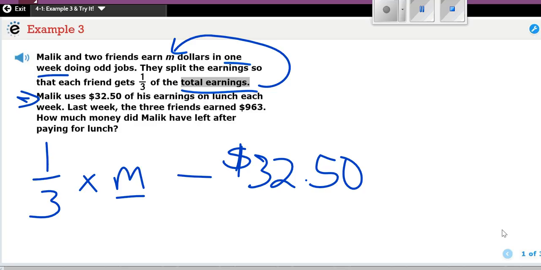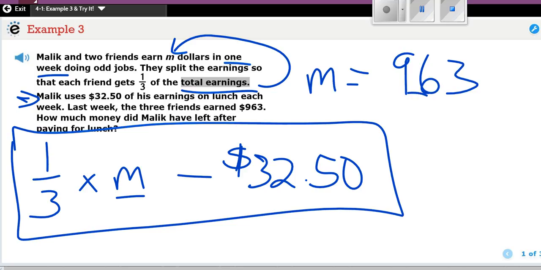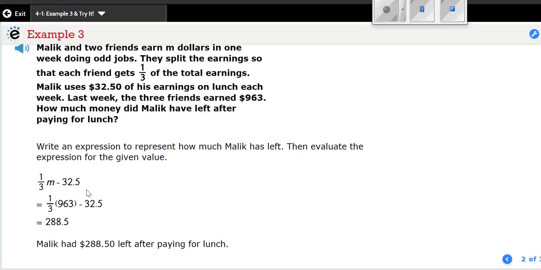So basically what we're seeing here is we've developed the equation from the first part of it, and now they tell us that M, the total earnings, equals 963. So we're going to plug that into our equation, 1/3 times that, and subtract and solve for his money. Alright, so we continue on with their examples, right? We got that 1/3 M minus 32.5, plugged in the 963 for M, and then got an answer of this, which tells us how much he has left over.